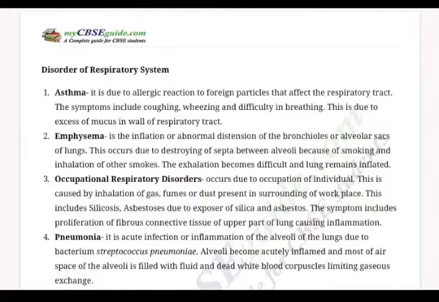It is due to allergic reaction to foreign particles that affect the respiratory tract. The symptoms include coughing, wheezing, and difficulty in breathing. This is due to excess mucus in the wall of respiratory tract. And basically asthma is allergic. Allergy is caused due to allergen. There are substances that cause allergy.